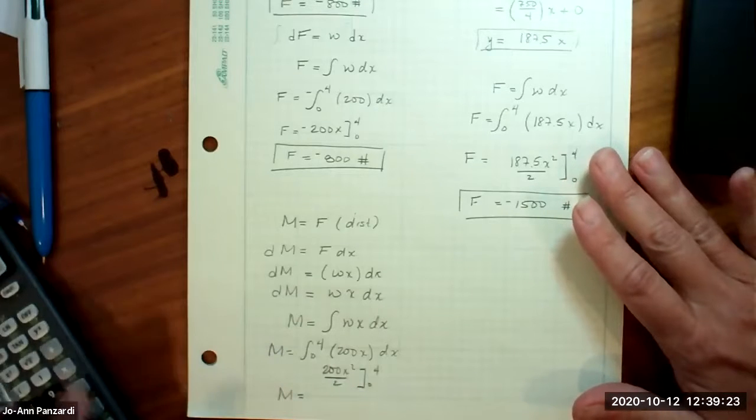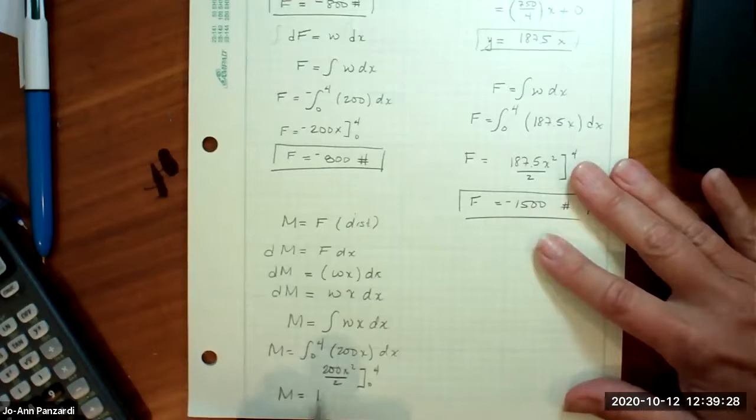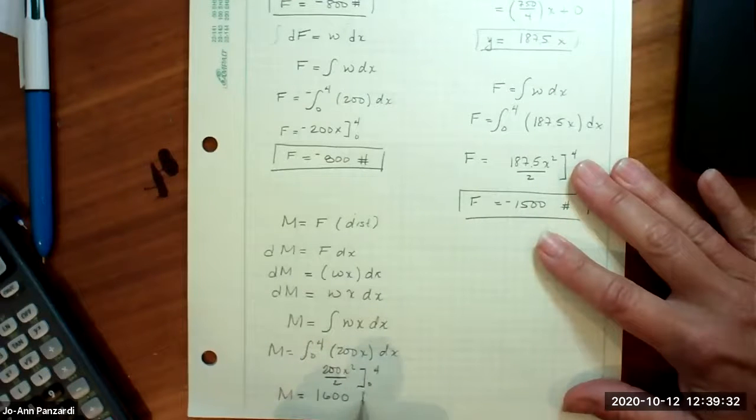16 divided by 2 times 200, 1600. And units are foot-pound.